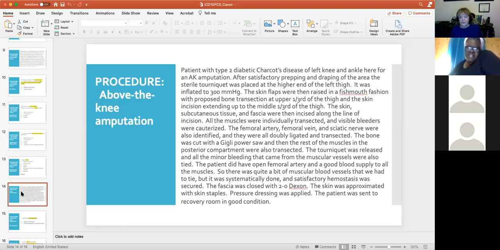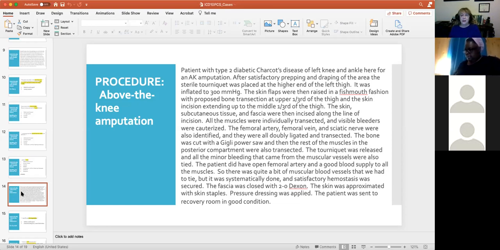Oh, okay. All right. Let's do an amputation. What do you say? Okay. Yay, good. Okay, patient with type 2 diabetic Charcot's disease of the left knee and ankle, here for an AK amputation. AK stands for? Above knee. Above the knee. Excellent.